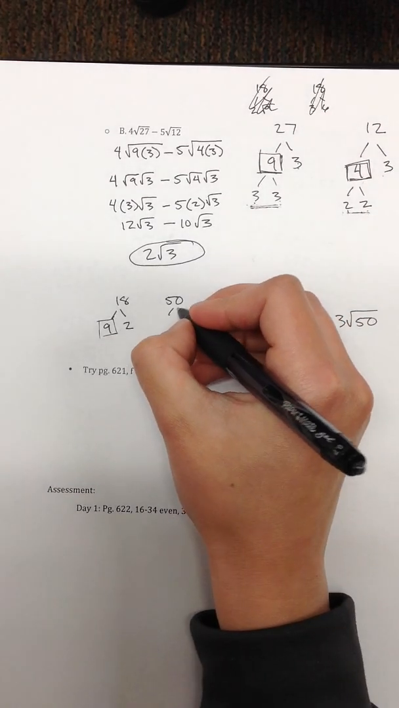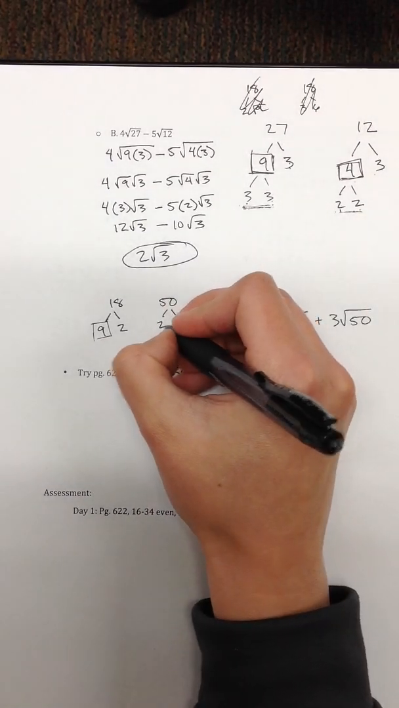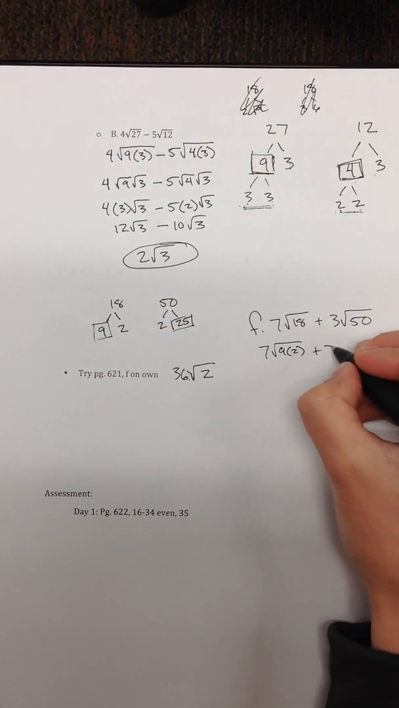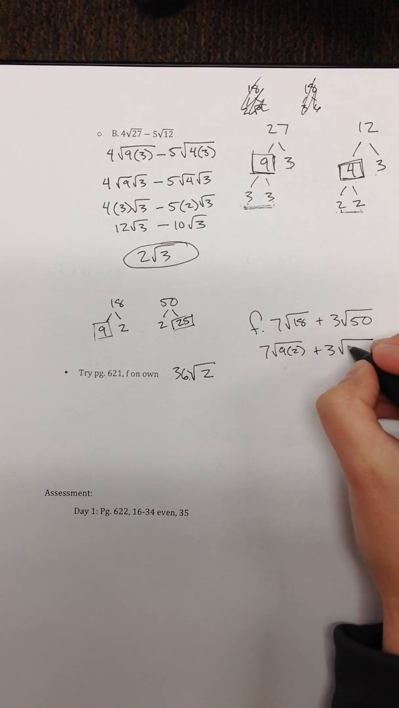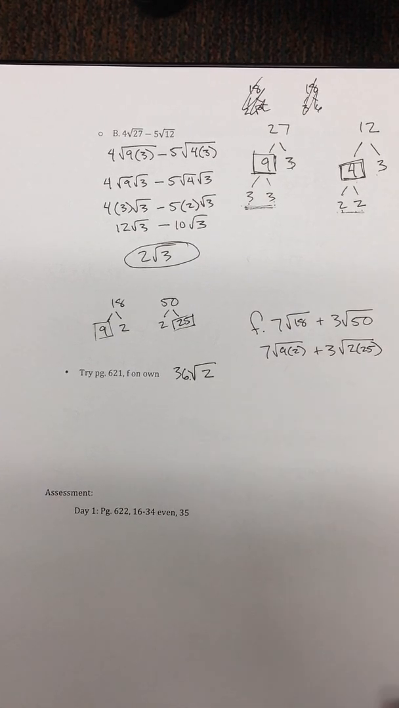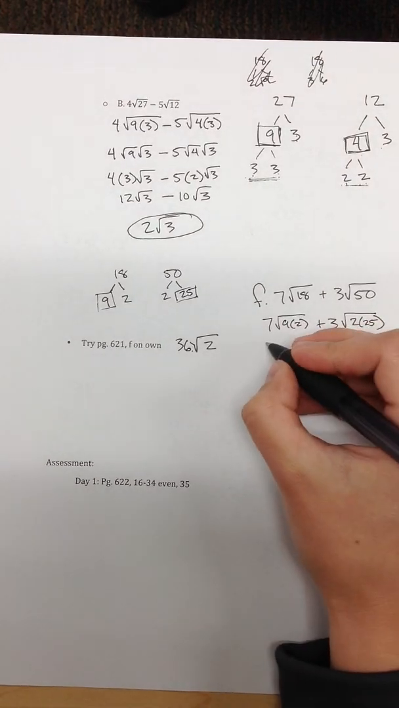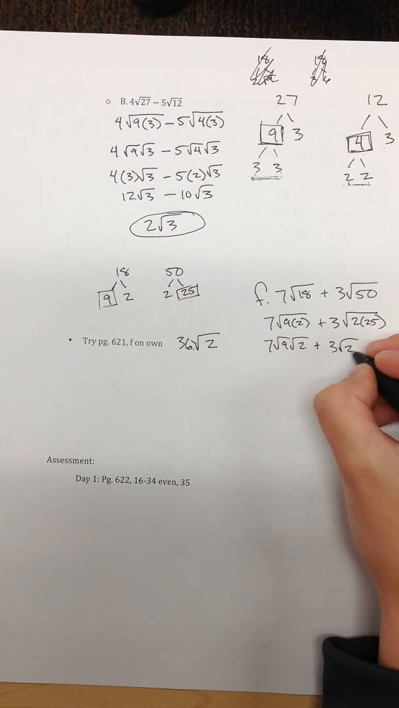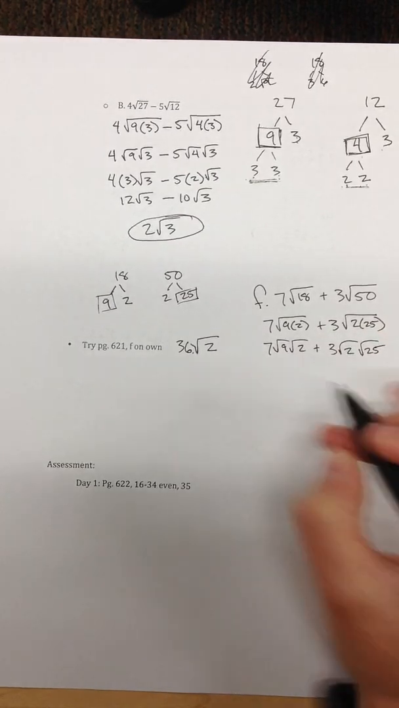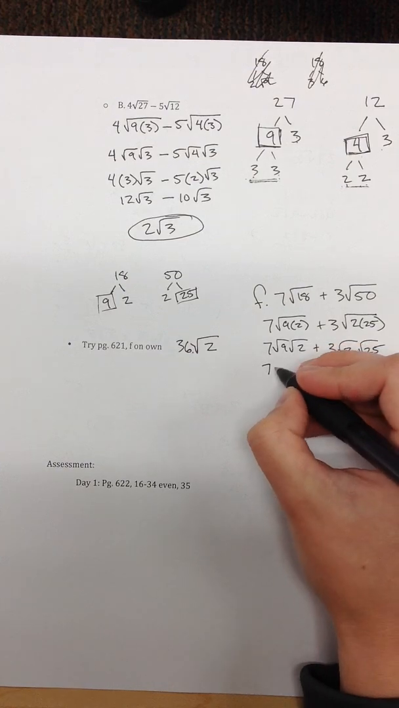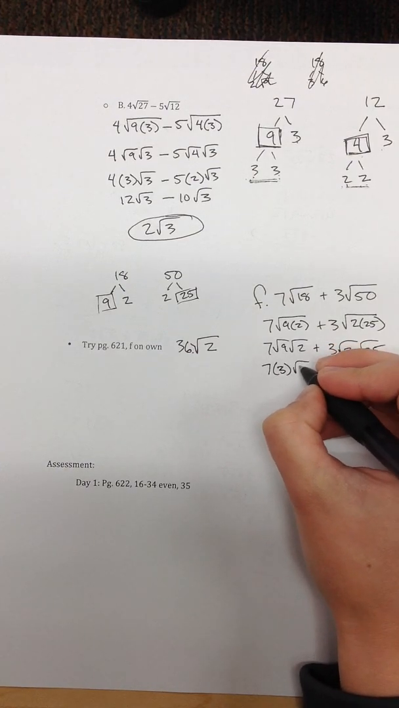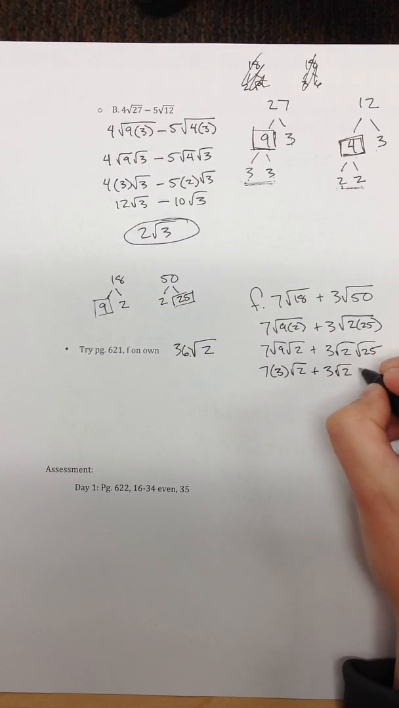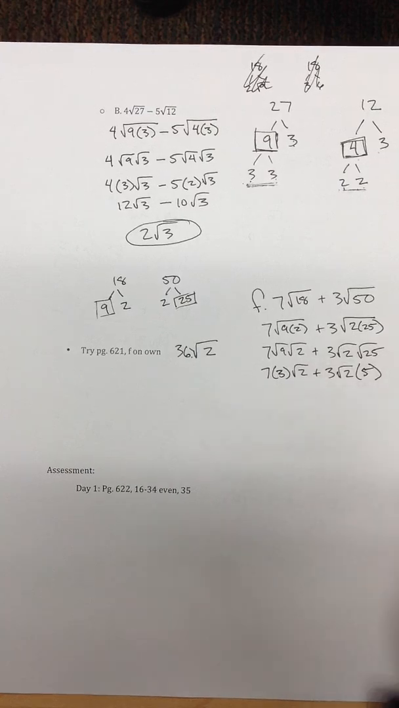And then 50, my perfect square that pulls out of that is 2 and 25, so 25 in that case is my perfect square. So plus 3 times the square root of 2 times 25. Then doing this out here, I'd have 7 times the square root of 9, times the square root of 2, plus 3 times the square root of 2, square root of 25. So that would be 7 times the square root of 9, which is 3, times the square root of 2, plus 3 times the square root of 2, and then the square root of 25 is 5.